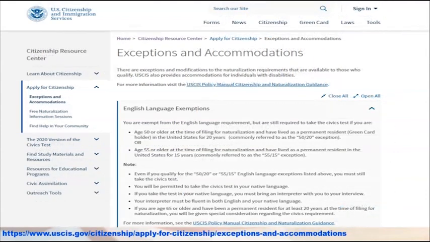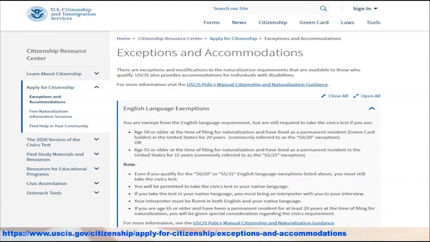One of the most common exceptions that is given to individuals that are applying is the English language exception. You are exempt from the English language requirement but are still required to take the civics test if you are age 50 or older at the time of filing for naturalization and also have lived as a permanent resident with a green card in the United States for 20 years. This is commonly referred to as the 50-20 exception.